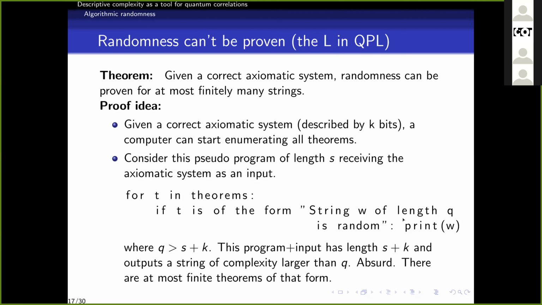So we have a notion of randomness. The problem is that we cannot prove that something is random in any axiomatic system, okay? So I think this is a really nice result, and I really love this proof.